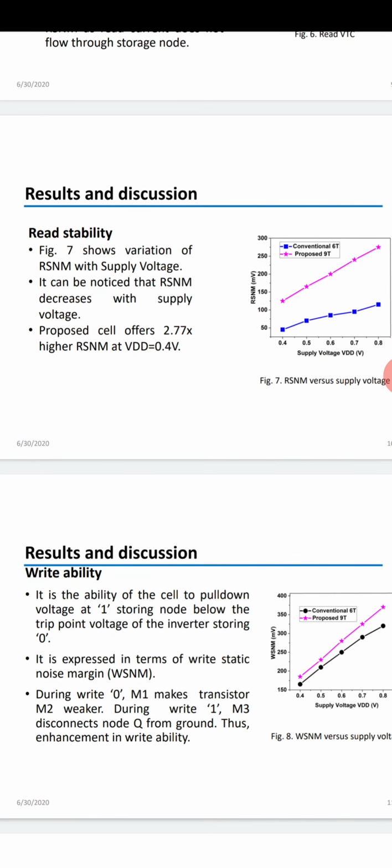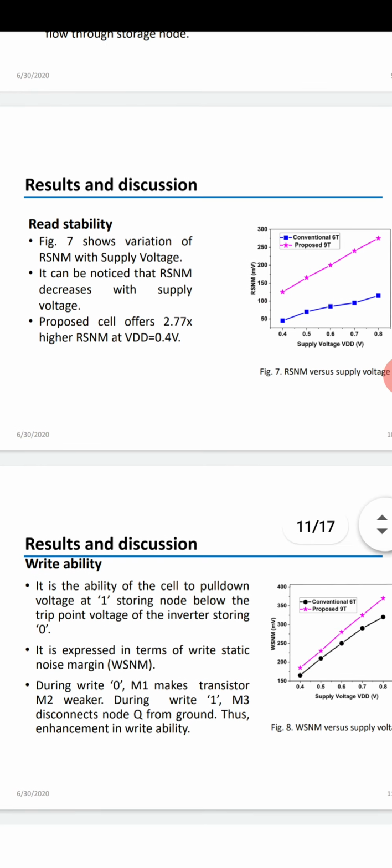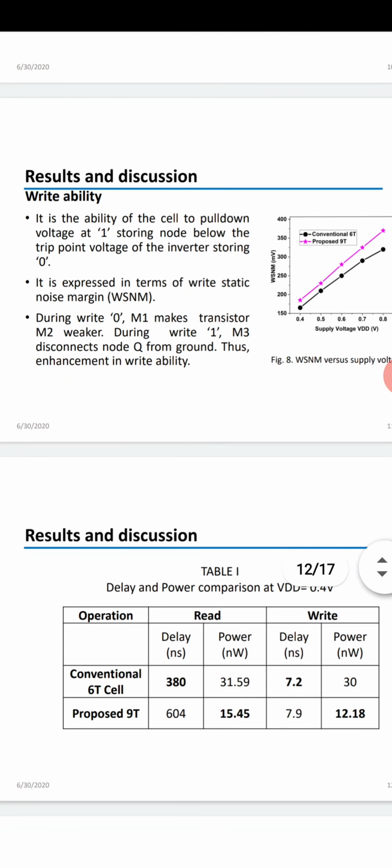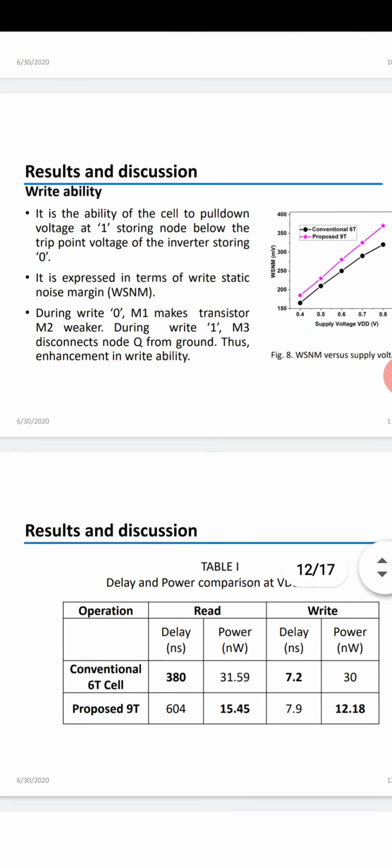This is the variation of read static noise margin with the supply voltage. Our cell shows much higher read stability as compared to the 6T SRAM cell. This graph shows the write ability. The proposed SRAM cell shows better writability as compared to the 6T SRAM cell.